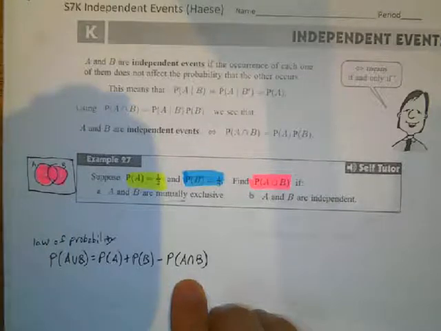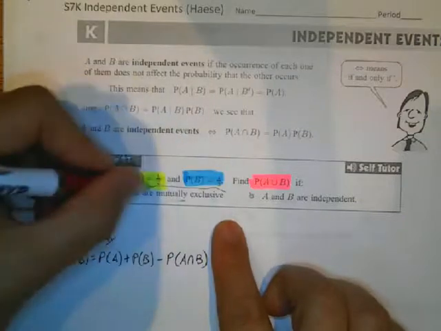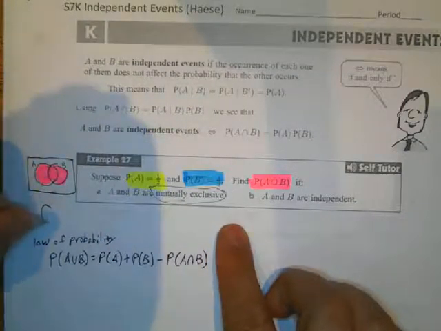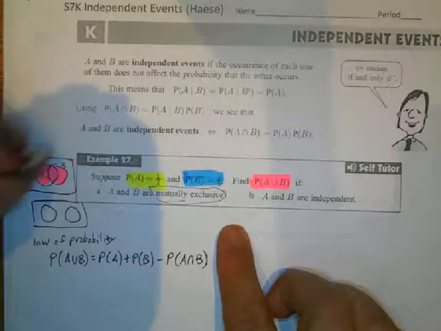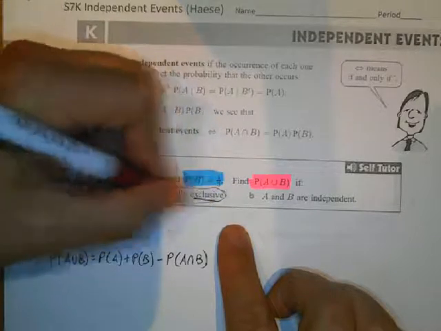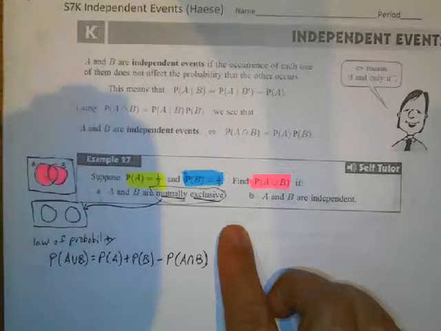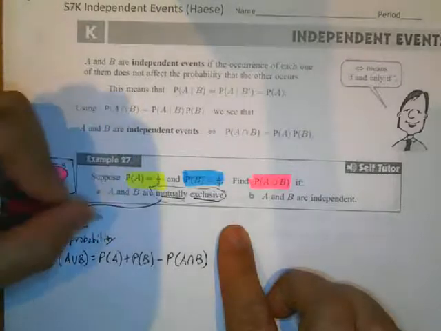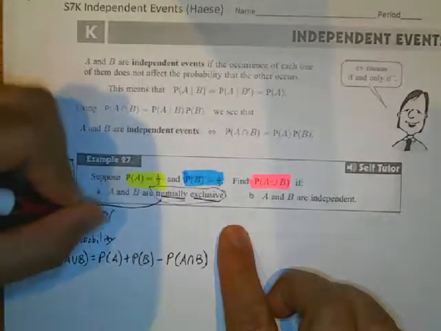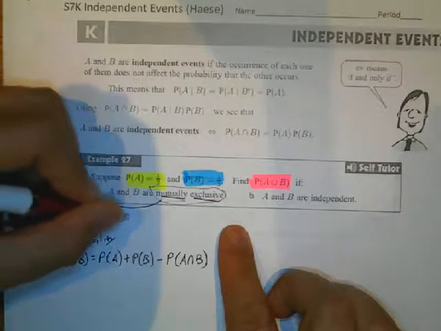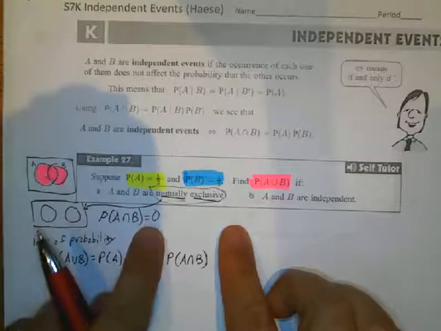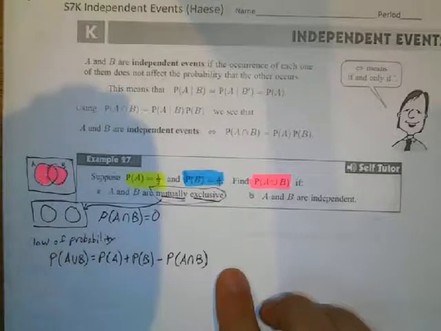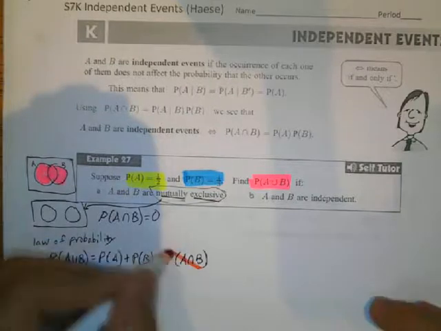Now, here's the thing. If it's mutually exclusive, then my circles don't overlap. So if it's mutually exclusive, this means that the probability of A intersection B is equal to 0. They don't intersect, so the probability is going to be 0. So that means this right here is 0.